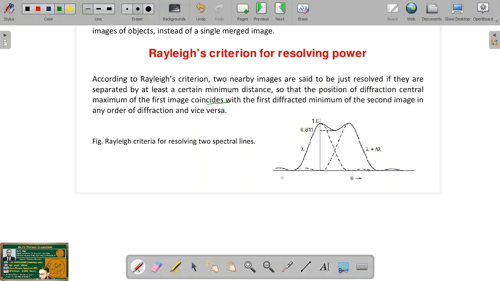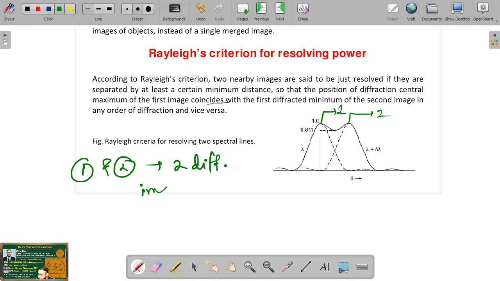ফর রিজলভিং পাওয়ার। তাহলে অ্যাকর্ডিং টু দ্য কন্ডিশন কী হবে, সাপোজ দুটো অবজেক্টস আছে, object 1 and object 2, their diffraction images are this one, this is for object 1 and this is for object 2. So 1 and 2 are two diffraction images of two objects which are closely spaced.